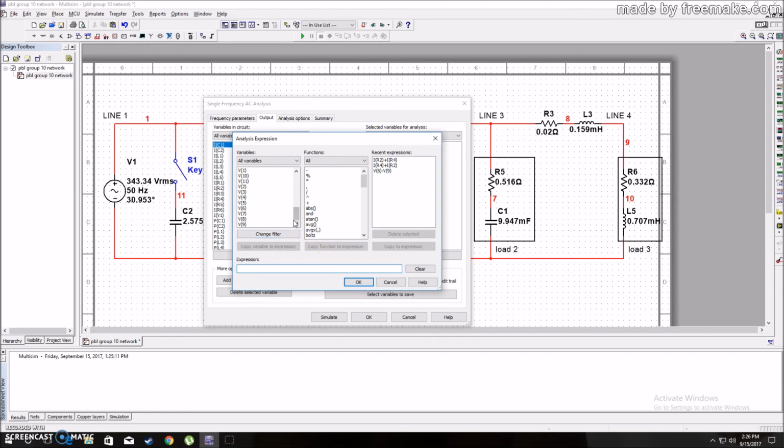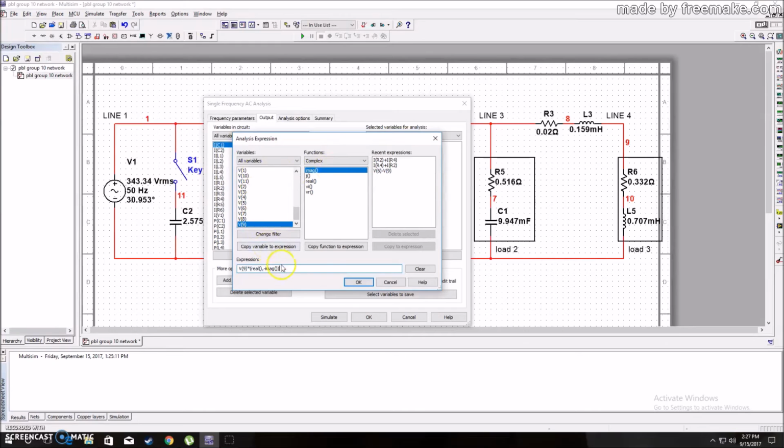So the voltage across load 3 is equal to voltage net 9. So we're going to select voltage net 9 and multiply it with the conjugate of I. Because I doesn't have the function of conjugate, I'm going to use the complex function, which is the real and negative imaginary value of the current.